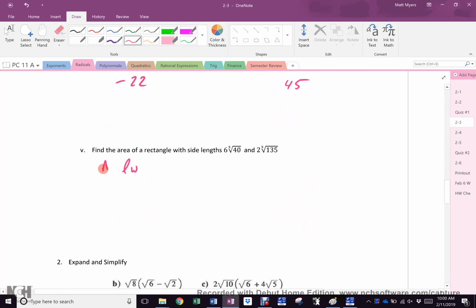Area is length times width, which is 6 cube root 40 times 2 cube root 135. Simplify first. 8 times 5, 12 cube root 5 times 5 goes into that. That's 27. 27 times 5, which is 6 cube root 5, which is 72 cube root 25.